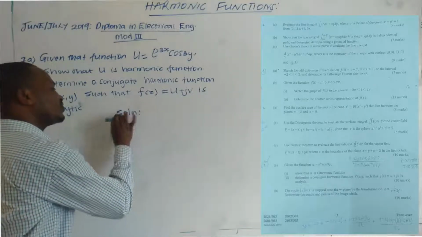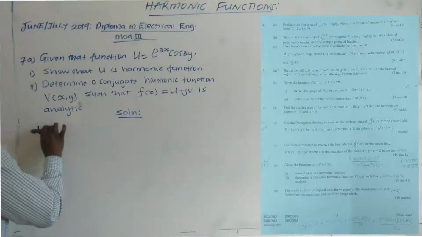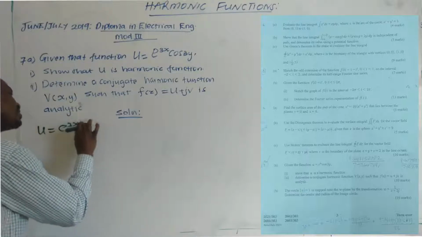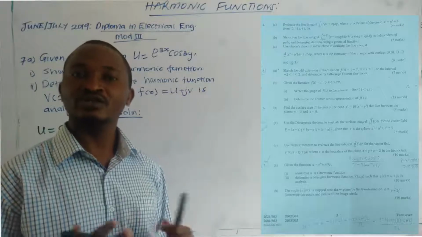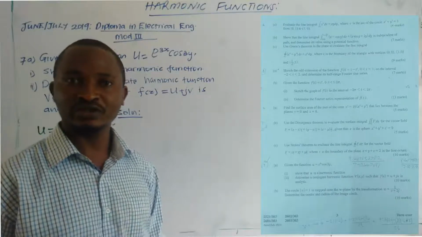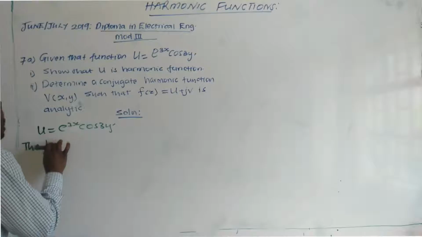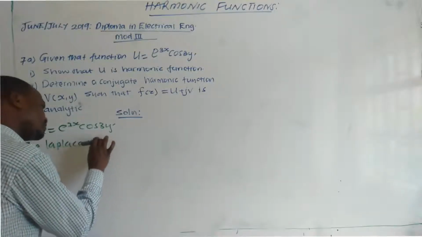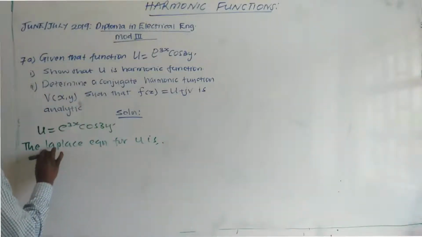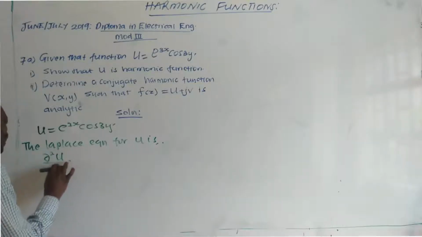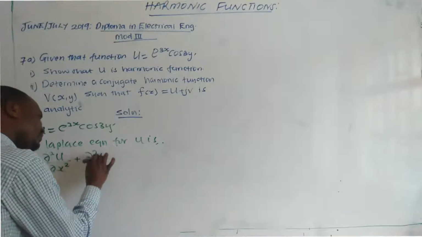Now let us quickly go through this. We have u is equal to exponential 3x cos 3y. We first have to determine the second order partial derivatives so that we can substitute them in the Laplace equation. We know that the Laplace equation for u is the second order partial derivative of u with respect to x plus the second order partial derivative of u with respect to y.